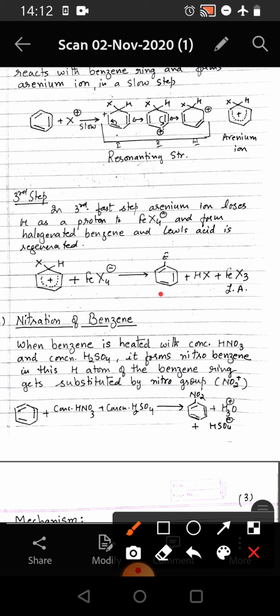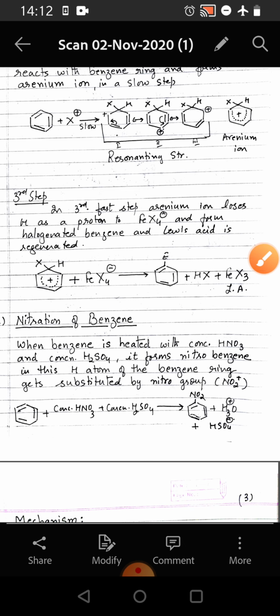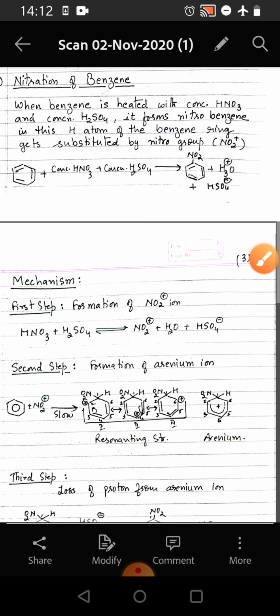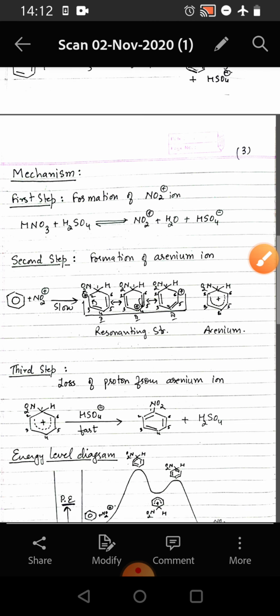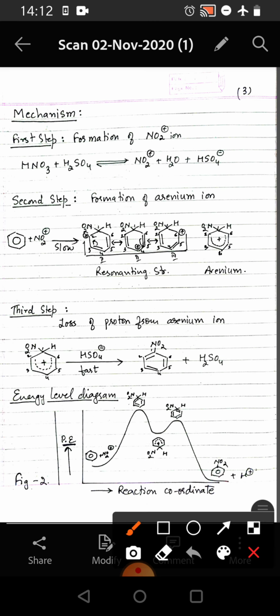The second type of reaction is nitration of benzene. In nitration of benzene, when benzene is heated with concentrated HNO3 and concentrated H2SO4, it forms nitrobenzene. Now if we come to the mechanism, then in the first step, it is the formation of the NO2 plus ion. We see that HNO3 and H2SO4 react together to form NO2 plus, H2O and HSO4 minus.